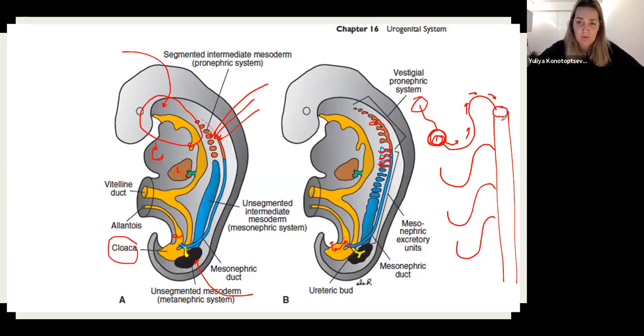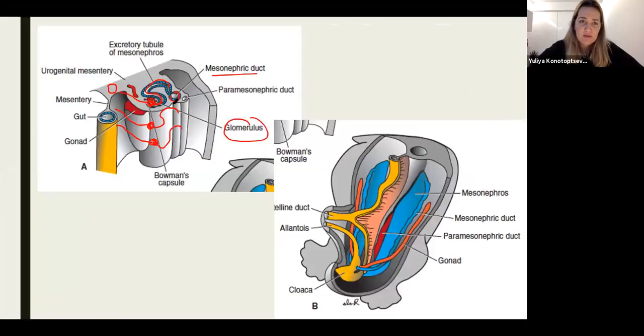What is another name for the mesonephric duct? Wolffian duct. Look at this. Here, this is your mesonephric duct going downwards. Laterally to the mesonephric duct, another duct appears, starting from the 4th week as well. This duct is the paramesonephric duct. Could you tell me where it came from? What do you think?